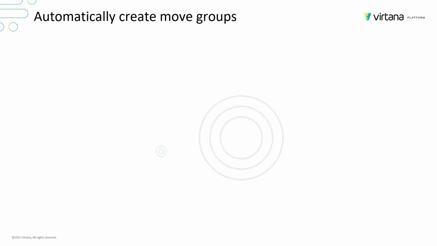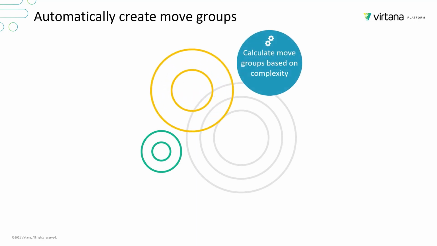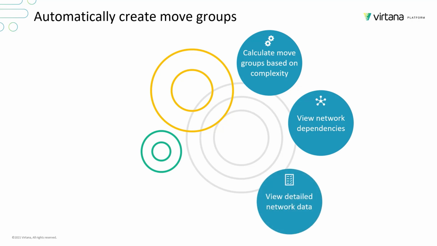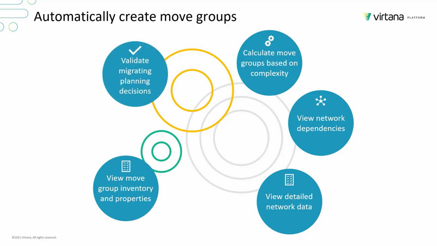Virtana Migrate analyzes move group scenarios and automatically calculates move groups based on complexity. Once move groups are calculated, you can view network dependencies for all move groups or a single move group. Drill down to view detailed analysis of the move group and observe network data and infrastructure asset inventory and properties. Use our Move Group feature to validate your migration planning decisions before you migrate.